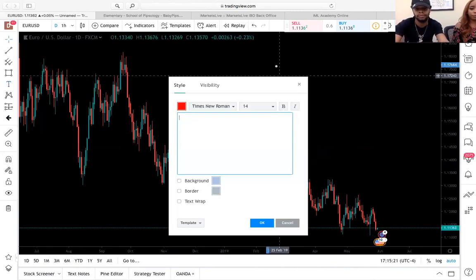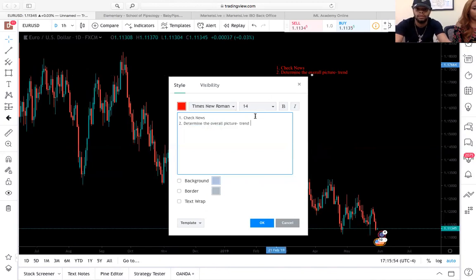So number one step, fake news. Number two step, determine the overall picture, meaning trend, right? So you want to see if it's an uptrend or a downtrend. And as you can see, it's in a downtrend, right? We'll show you in one second. I know the text box is in the way.